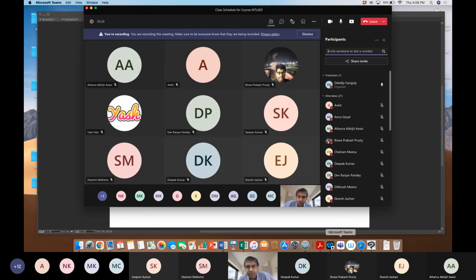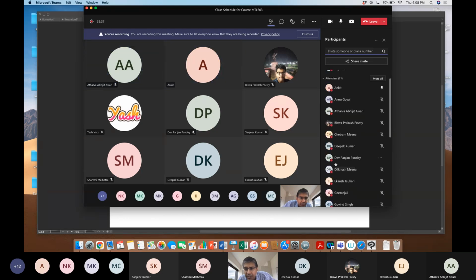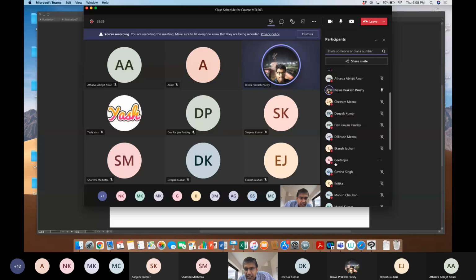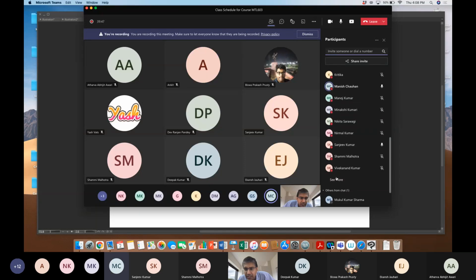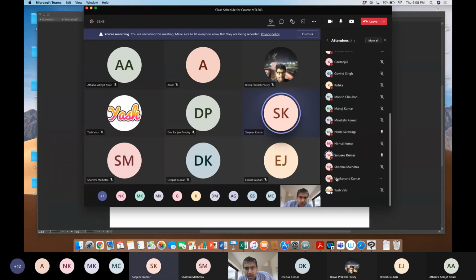Agreed, all of you? Atharva, Ankit, Yes, sir. Annu, Vishwa, Chitram, Deepak, Dev, Yes. Dilkhush, Ekans, Gitanjali, Govind, Kritika, Yes, sir. Manish, Mano, Minakshi, Nikita, Nirmal, Sanjeev, Shami, Yes, Vivekananda sir. Yes, sir. Yes, Sanjeev. Agreed? Agreed, sir. Yes, Sanjeev?